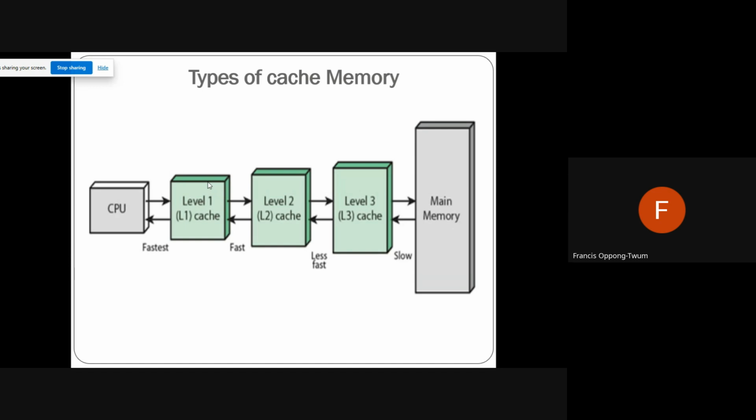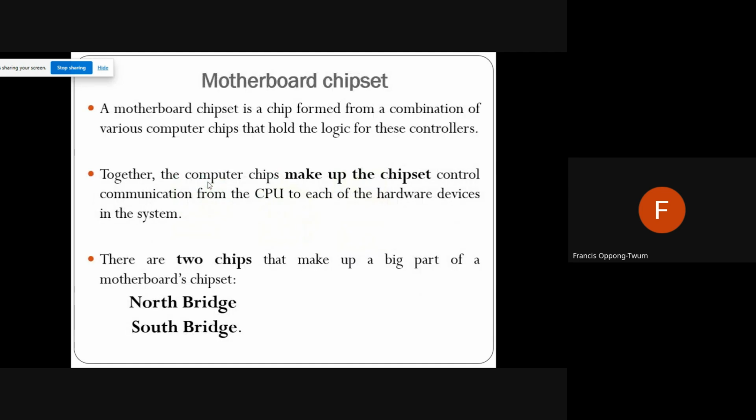Because if it is implementing the L1, L2, L3 cache, that laptop will be extremely faster. Then we have the motherboard chipset. When you take your motherboard, on top of the motherboard, it's implemented what we call, there are two chips on the motherboard.